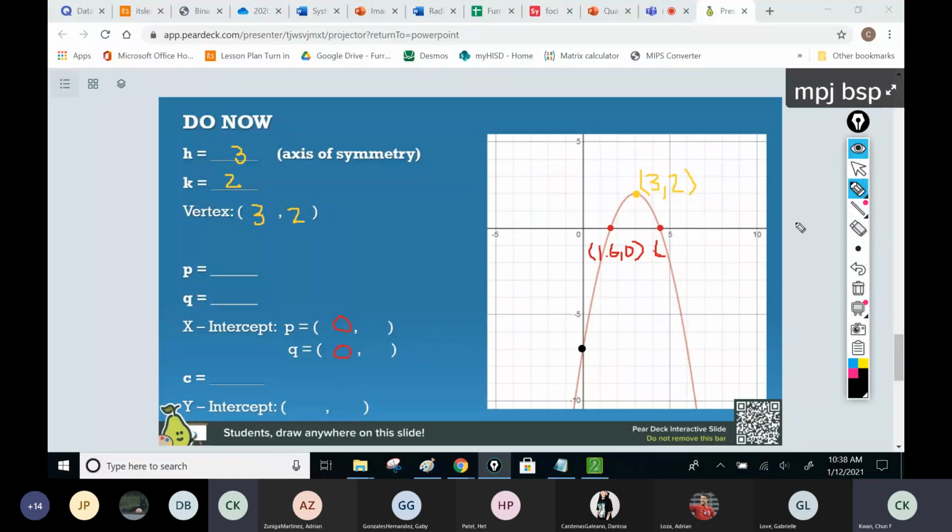All right, but you get the concept. You labeled the x-intercept correctly. It's just that when you write it out, make sure it's the x value first, and then the y value.